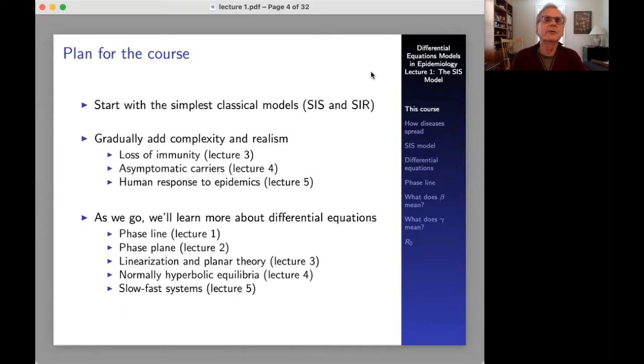We're going to start with the simplest classical models, the SIS and SIR models. We'll gradually add complexity and realism. Loss of immunity in lecture 3, asymptomatic carriers in lecture 4, and human response to epidemics in lecture 5. As we go on, we'll learn more about differential equations, the phase line and phase plane in lectures 1 and 2, linearization and planar theory in lecture 3, normally hyperbolic equilibria in lecture 4, and slow-fast systems in lecture 5.